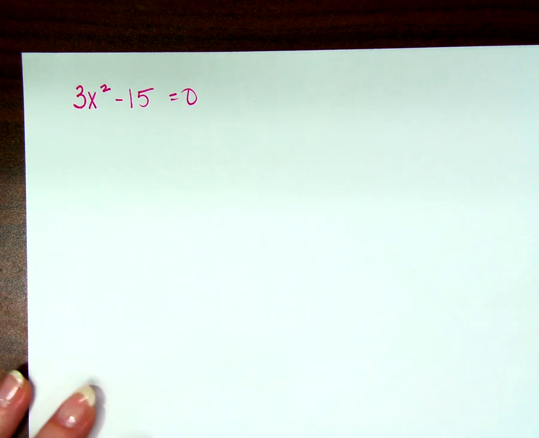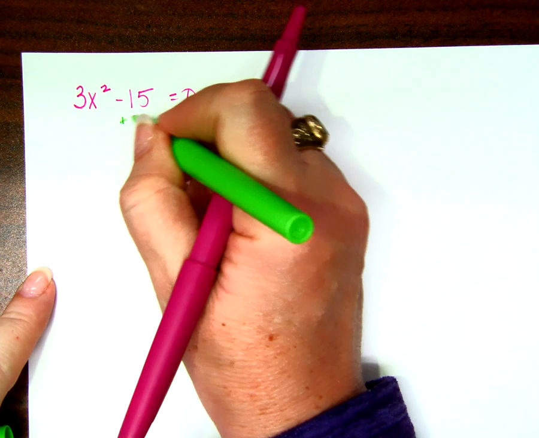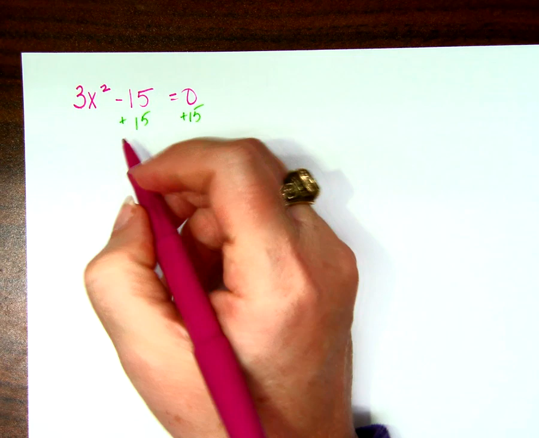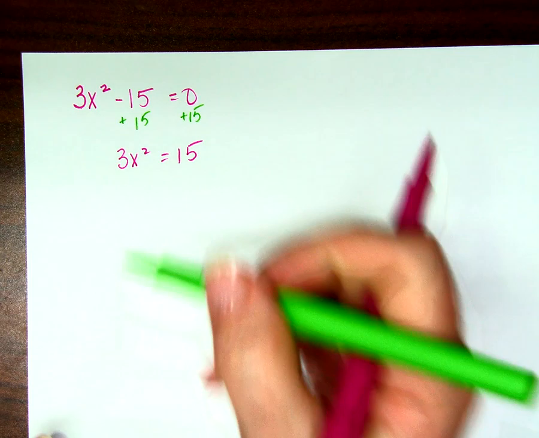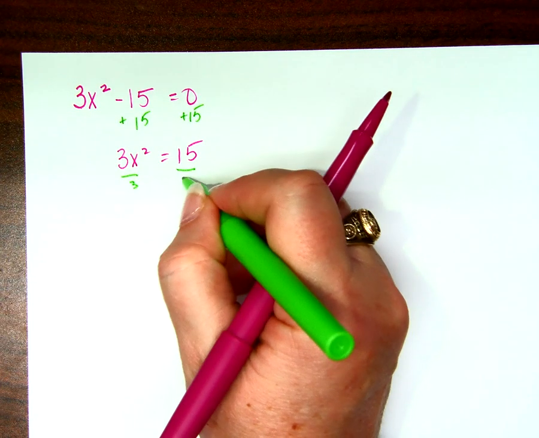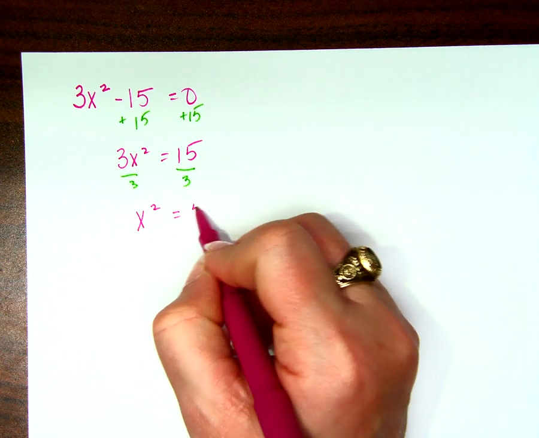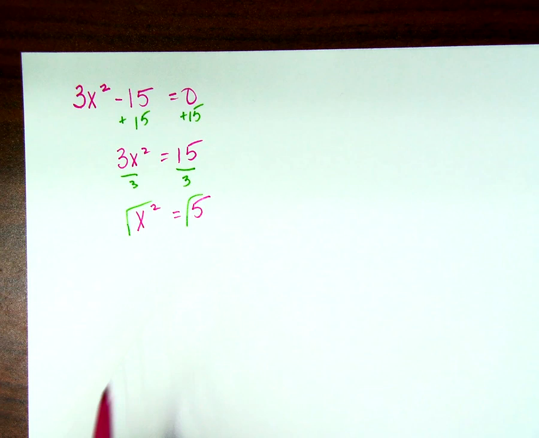So typically when we're solving by square root property, we just want to get all the variables on one side and all the constants on the other. So I want to add 15 to both sides, just like solving a basic equation. 3x squared equals 15. Divide both sides by 3 to get the variable isolated. So I have x squared equals 5. And then to solve for x, I have to square root both sides.